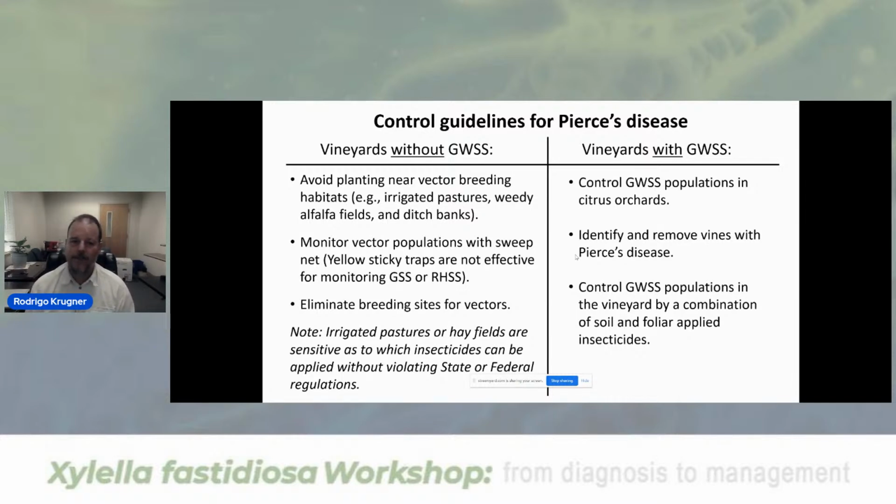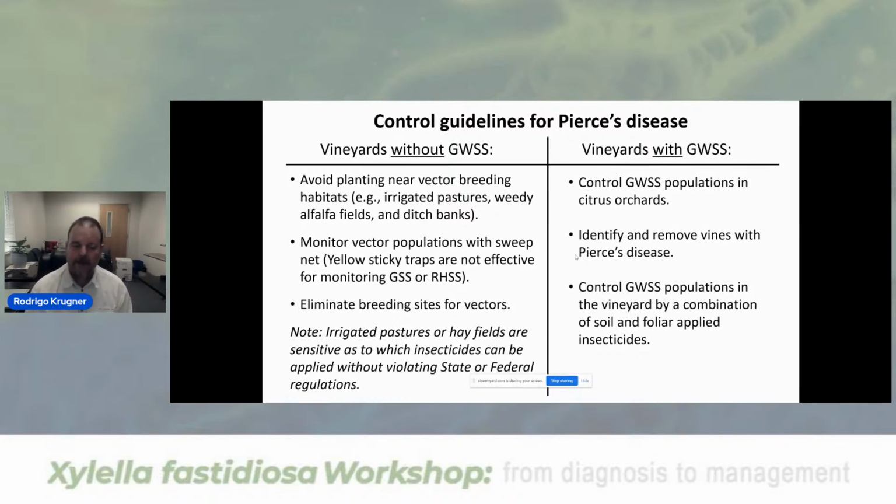Now, vineyards with glass-winged sharpshooters: avoid planting, again, monitor the populations, and control the populations in citrus orchards. They do quite well in citrus. Again, they do not cause problems in citrus, like Helvecio is going to talk about later today. Glass-winged sharpshooters can transmit the strains that cause citrus variegated chlorosis, but we do not have the Xylella strains that cause CVC here in California. So it's not a problem for citrus growers. It's a problem for the vineyard next door.